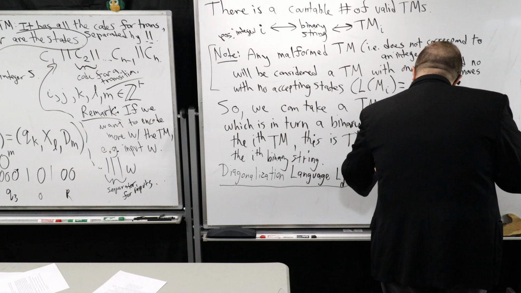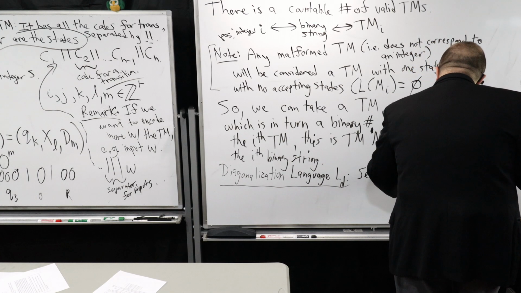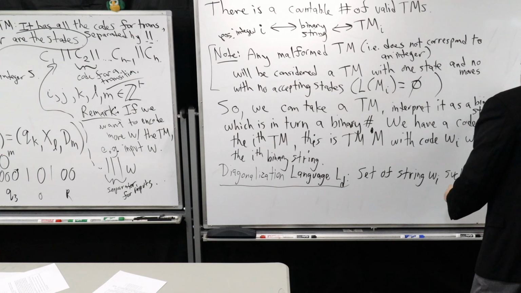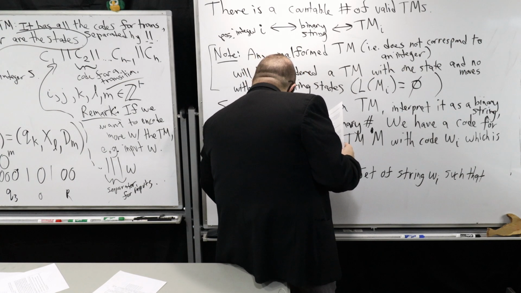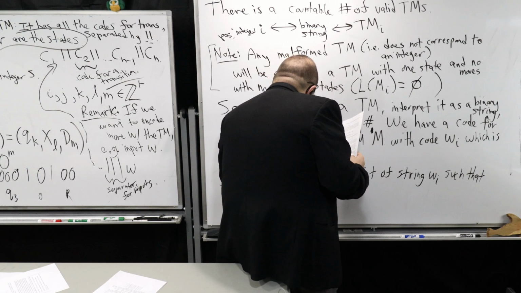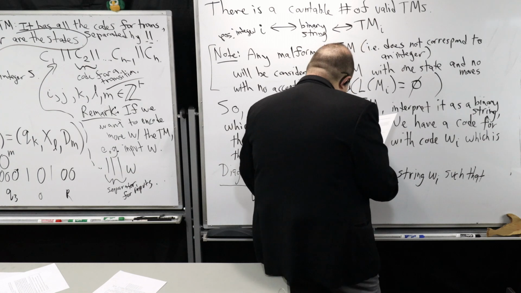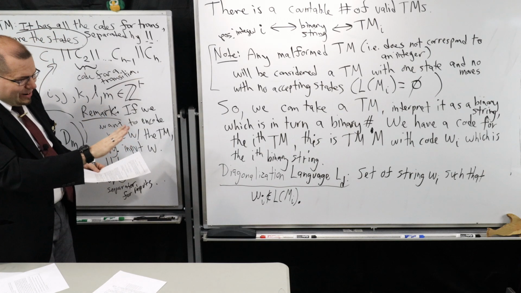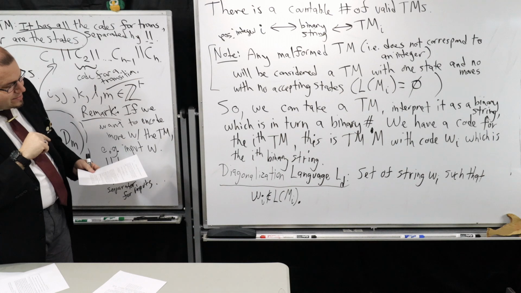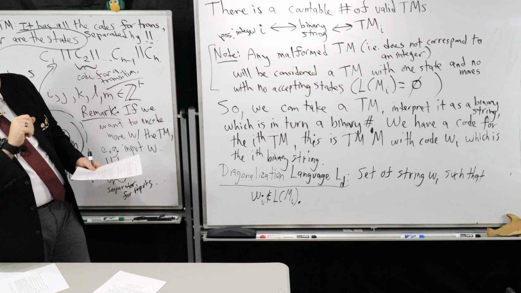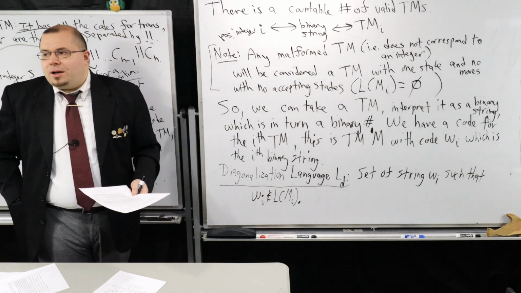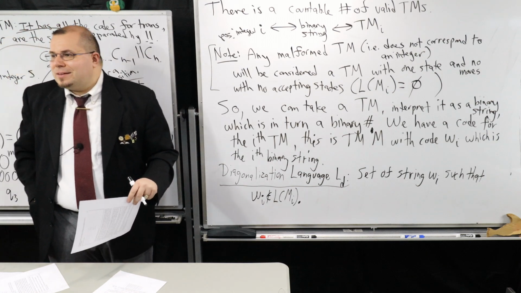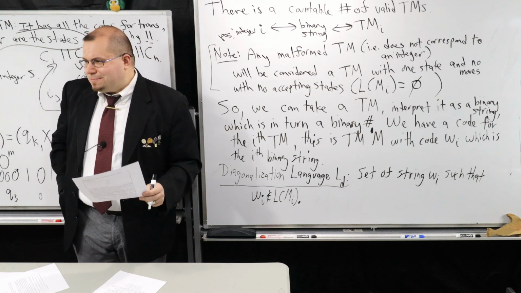This is going to be the set of strings WI such that WI is not in the language of the ith Turing machine. Let me write it more formally over there, but I just need you to think about this very carefully. So it's the set of strings WI such that WI is not in the language of the ith Turing machine. While I go over to this board, I want you to think very carefully about what that means.